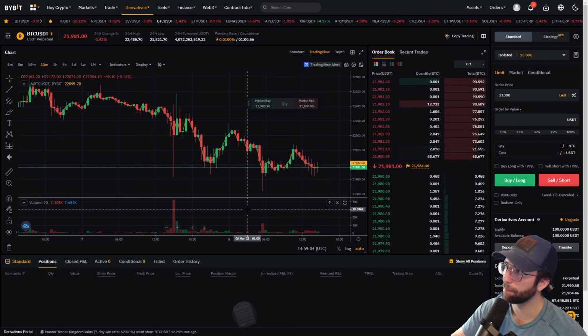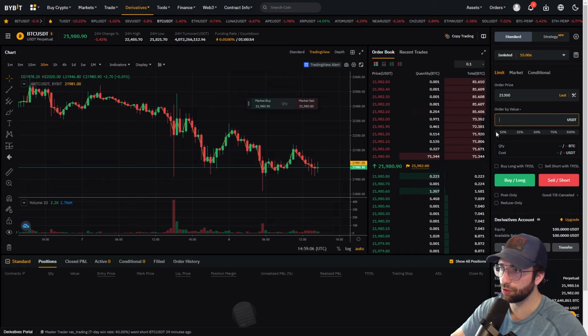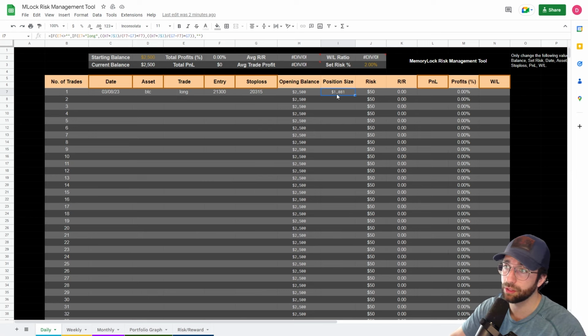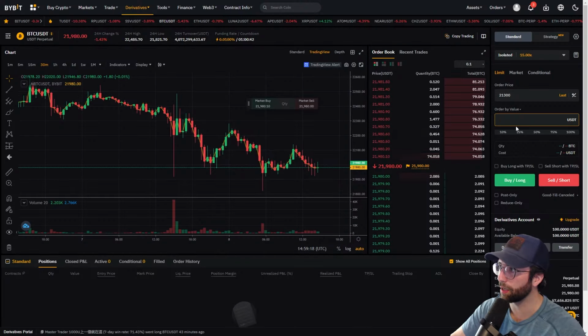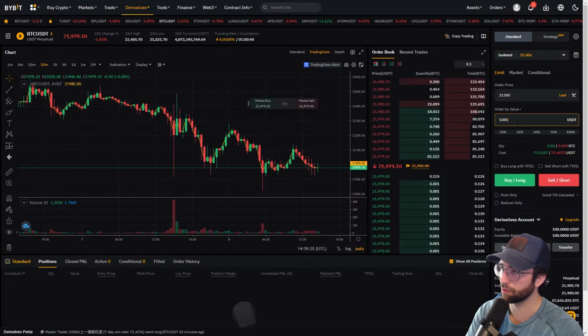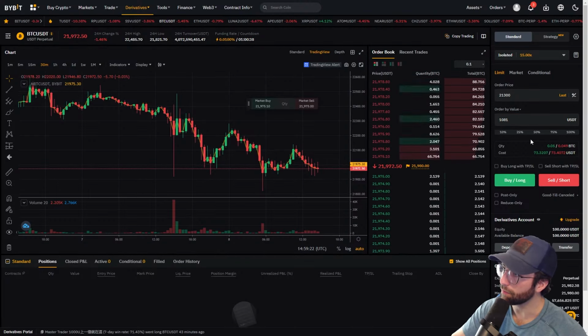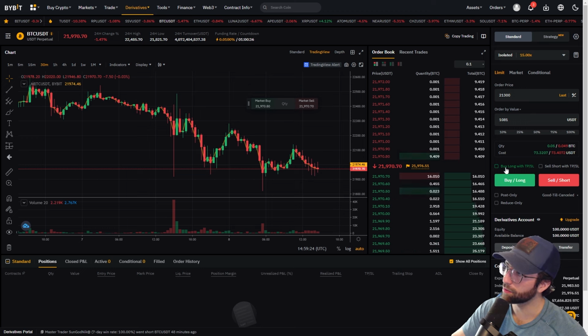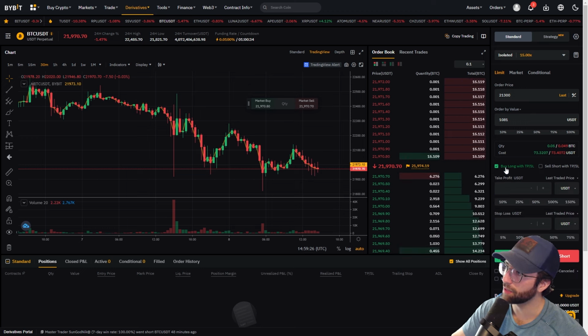All right. And here, if we go to our risk management tool, we can see our position size based on our calculator that we used from starting balance and our set risk. Our position size for this specific trade should be 1,081. So we'll go back here and enter 1,081. Okay. And then we'll go down here and say buy long with take profit stop loss.